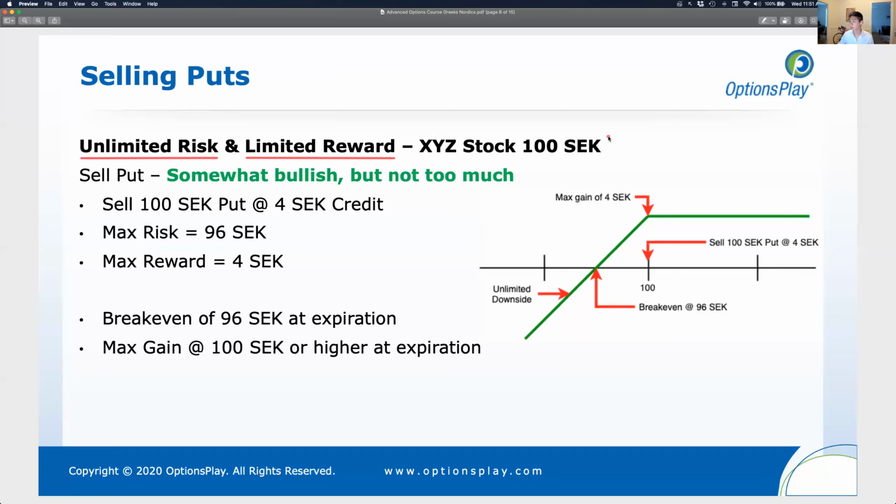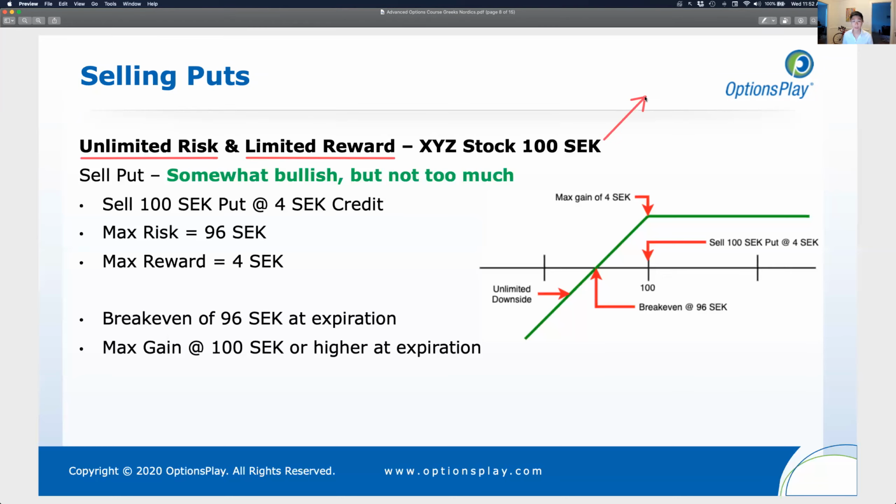So I have the same stock XYZ trading at 100 crowns. Now, in this particular case, I think the stock is going to go higher, right? Whether I think it's going to go 1 crown higher, 10 crowns higher, 100 crowns higher, doesn't really matter. I just think it's going to go higher. So let's use that as an example to say, let's sell a put option.